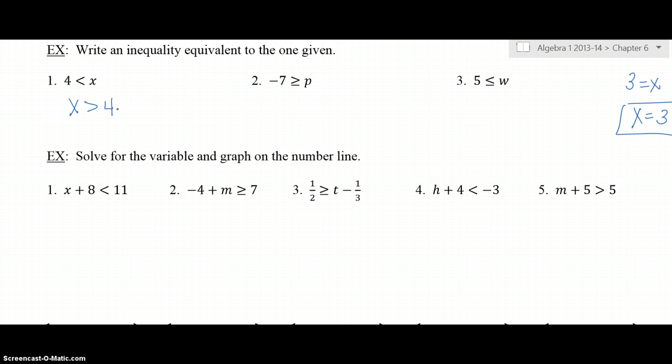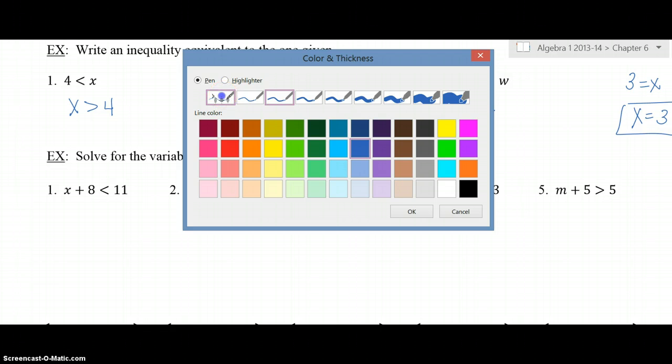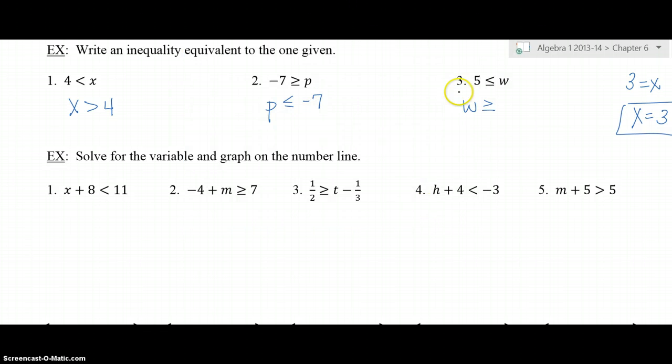So for number 2, we have p. The point of the symbol is towards the p. So again, it's going to stay that way. And we just flipped the entire thing. And then finally, we have w greater than or equal to 5. And it stays that way as well. Questions on that?